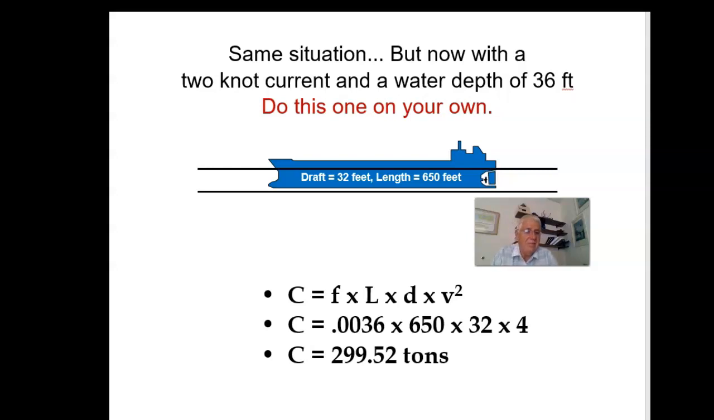But wait. So here's the same situation, but now you've got a 2-knot current and a water depth of 36 feet. So do this one on your own. But think about it. Now we're down to that larger factor there. Remember the 3 factors we had for the under keel clearance? Now we basically have a water depth of 1.1 times the draft, and we get 0.36. We run the same numbers here, and that's 300 tons.